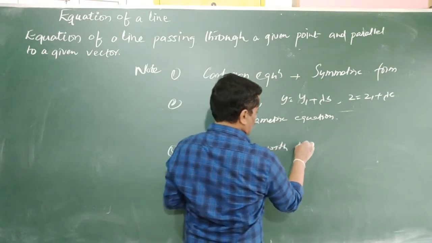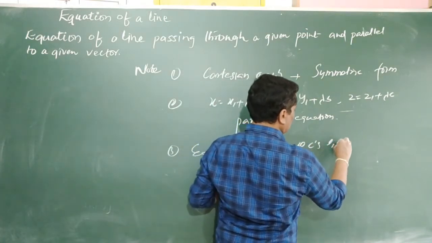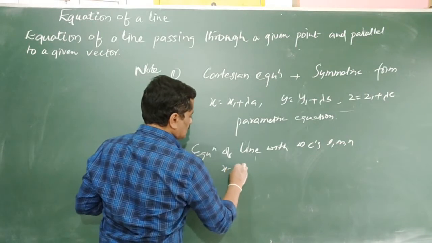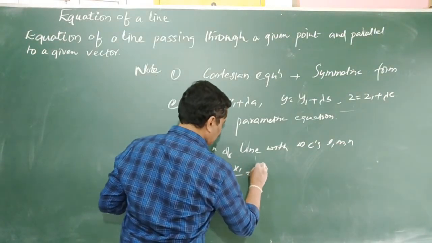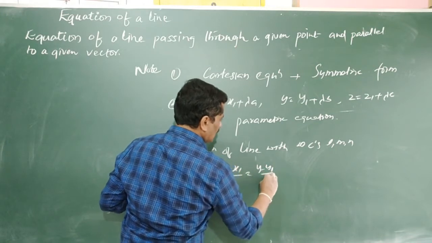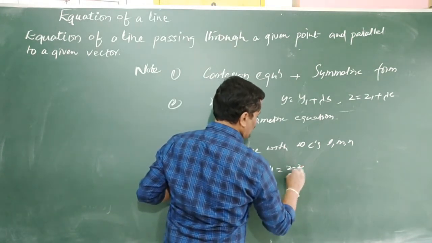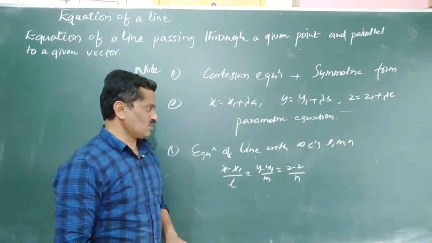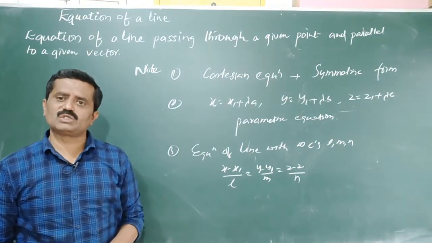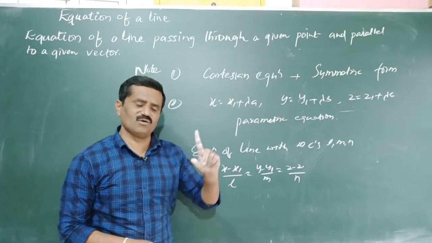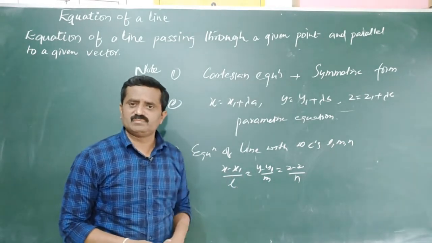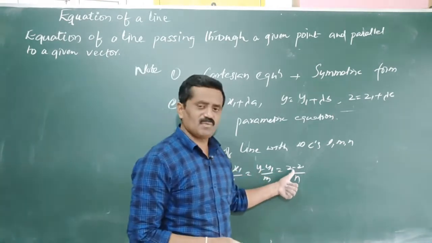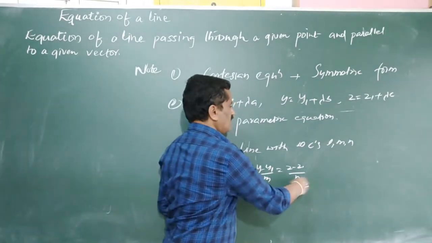Next, number 3, the equation of a line with direction cosines l, m, n and passing through the point x1, y1, z1 is given by x minus x1 divided by l is equal to y minus y1 divided by m is equal to z minus z1 divided by n. You should remember this also.